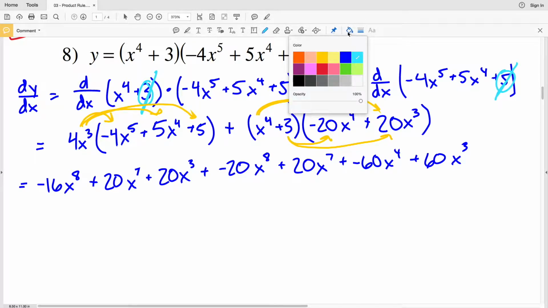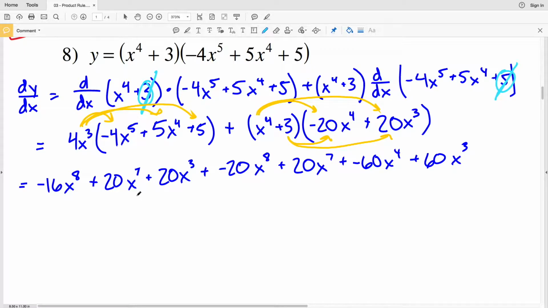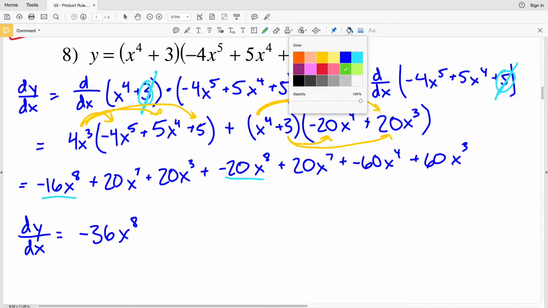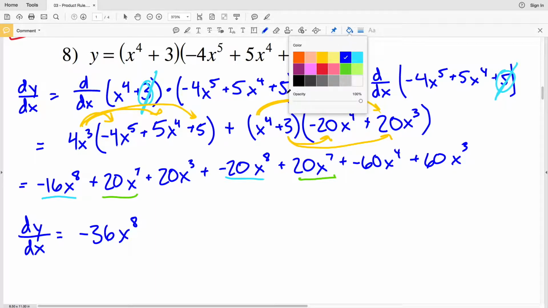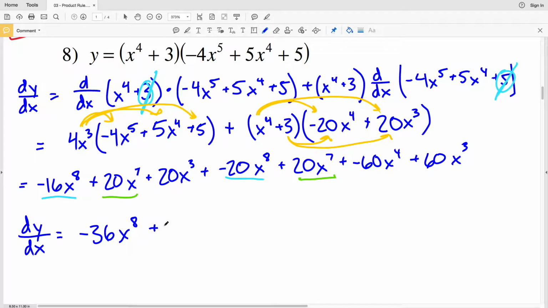Now I'll be able to combine all my like terms to simplify. Negative 16x to the eighth and negative 20x to the eighth can be combined together to get negative 36x to the eighth. And this is for the derivative of y with respect to x. So combining those, we'll get negative 36x to the eighth, and then we can combine 20x to the seventh with 20x to the seventh to get a positive 40x to the seventh. So plus 40x to the seventh.